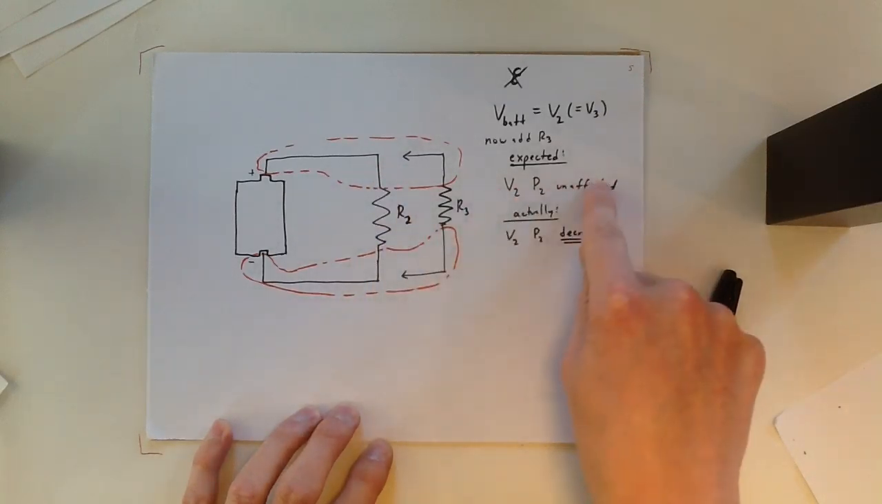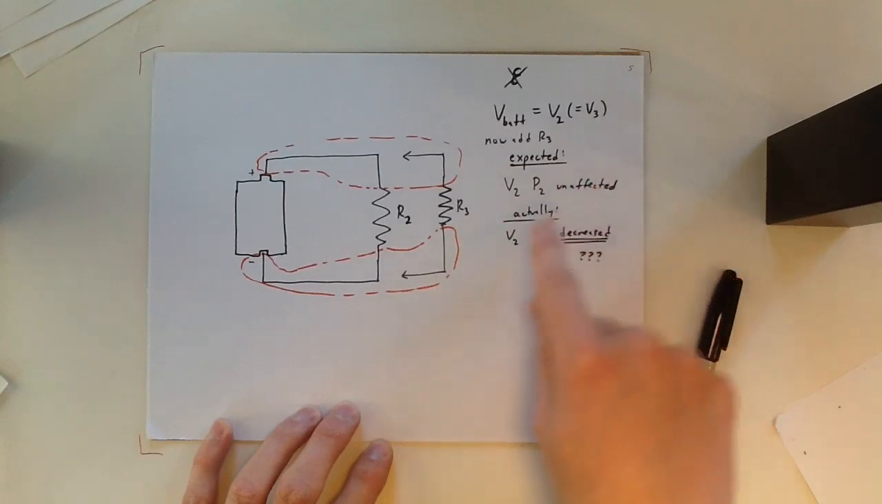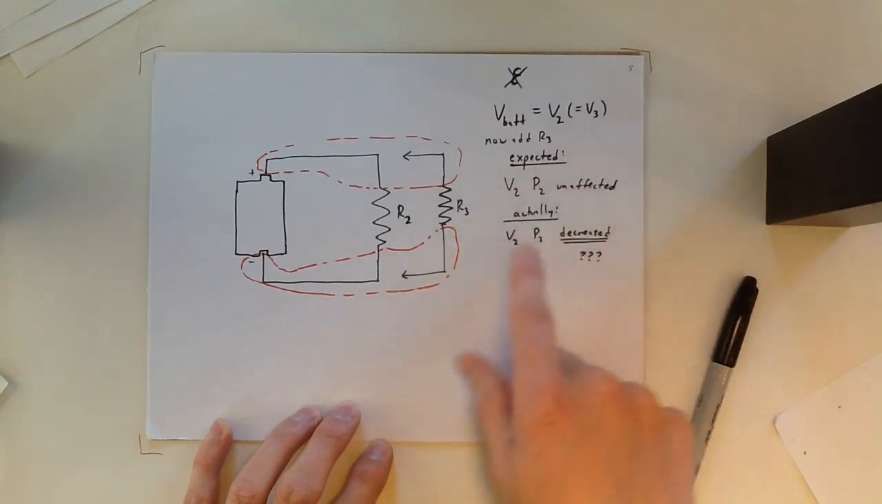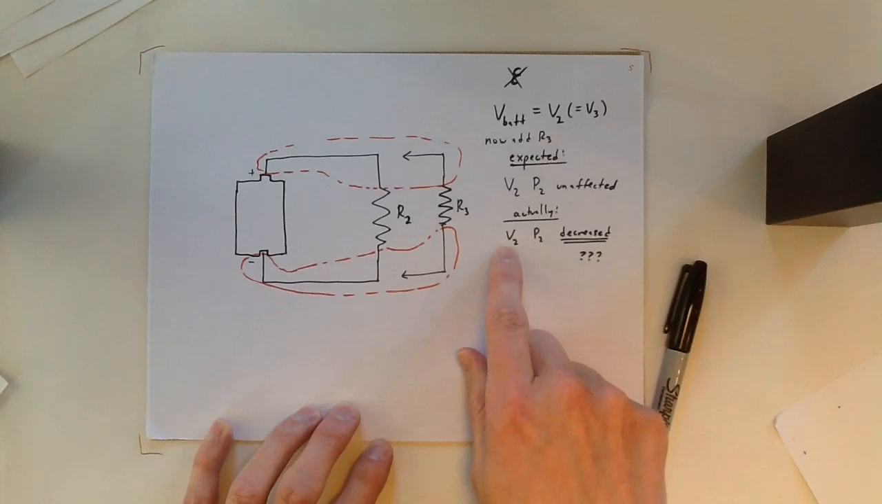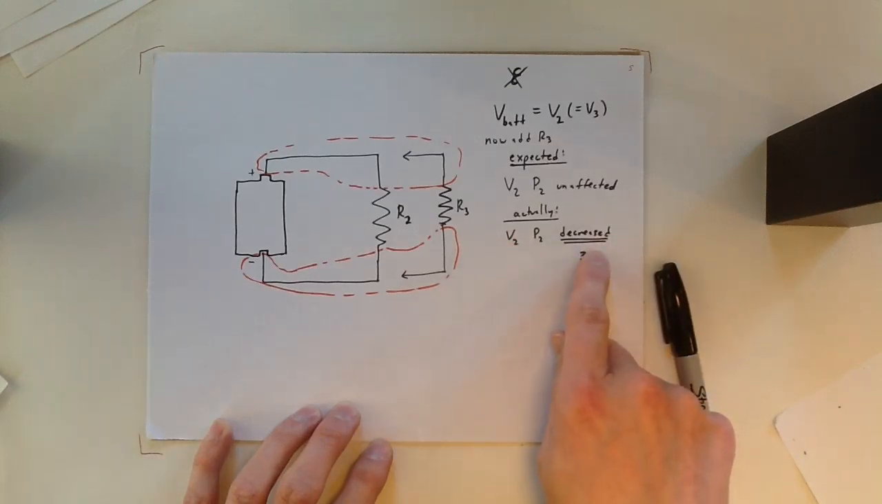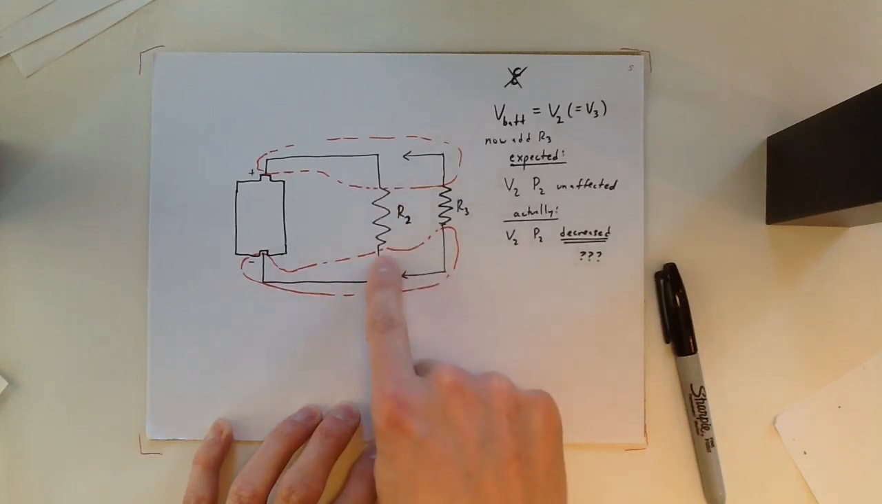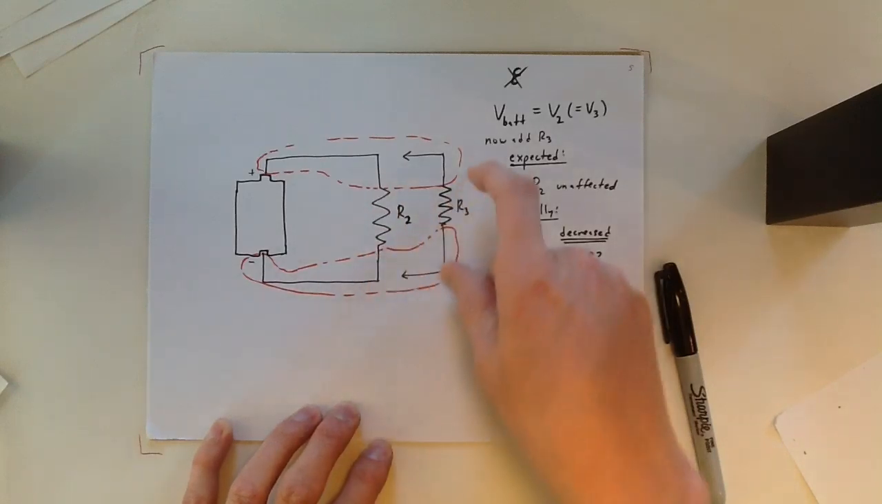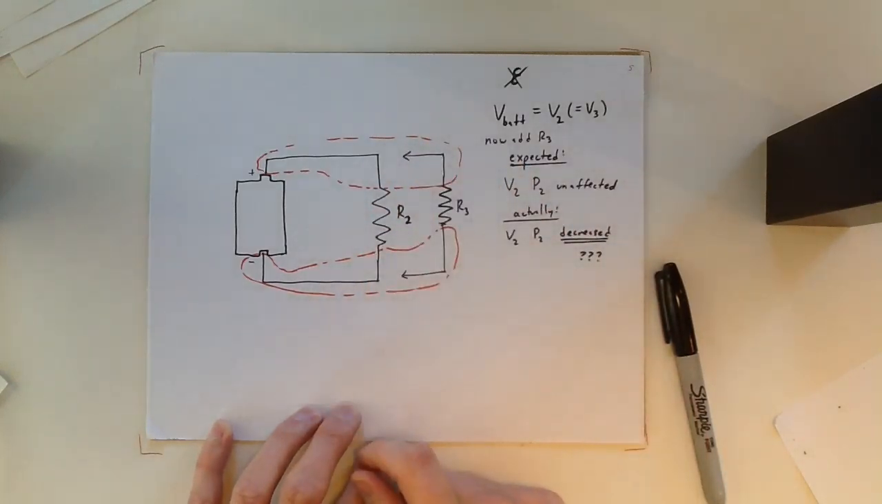Okay, so here we have a surprise. That's not what really happens. Actually, V2 and P2 are both decreased. In other words, if this was a light bulb, it would get dimmer with the addition of a new branch. So what the heck is going on?